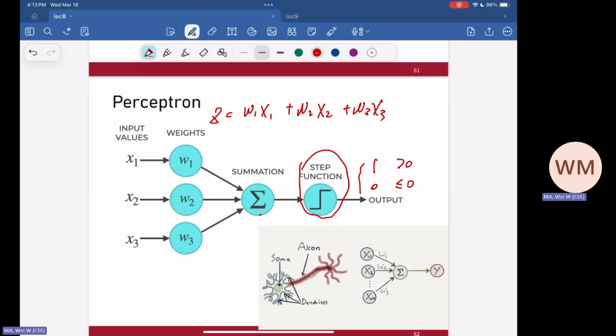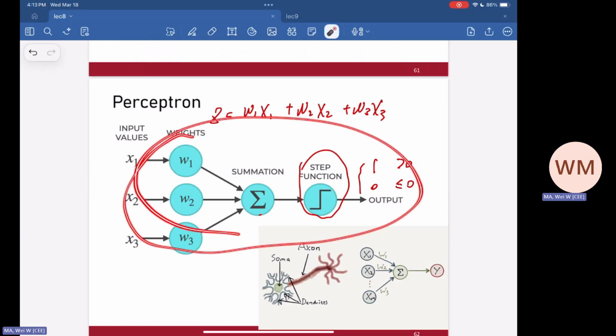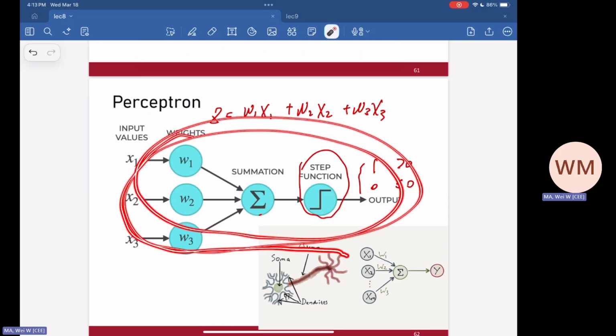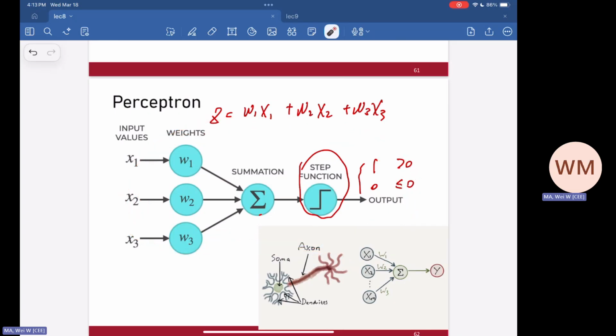This whole structure actually simulates a neuron in your brain. Essentially, your neuron is connected to other neurons, and you receive signals from other neurons. Because the connection of each signal is different, here we use a weight to represent the strength of the connection.